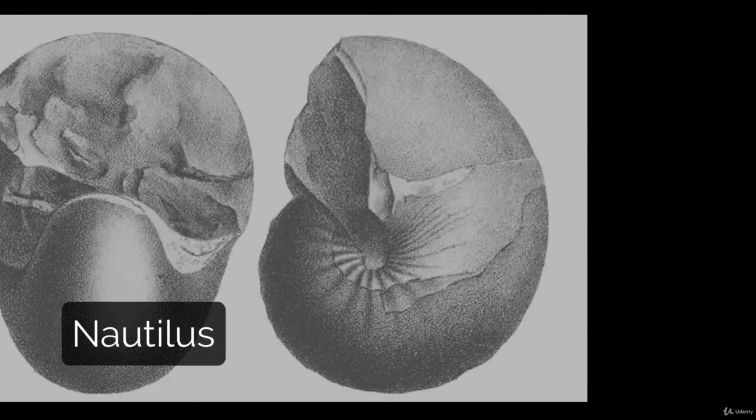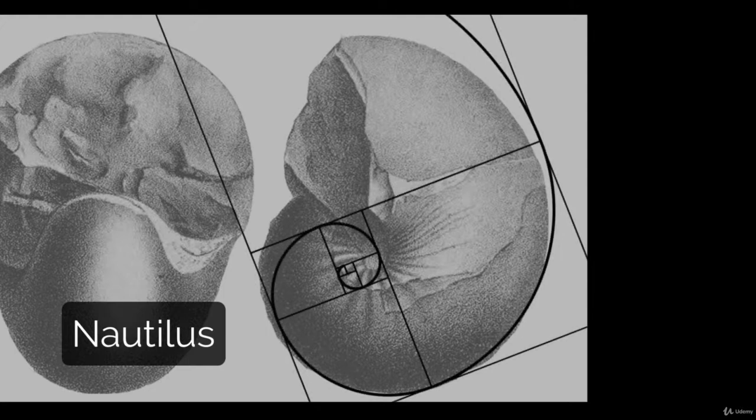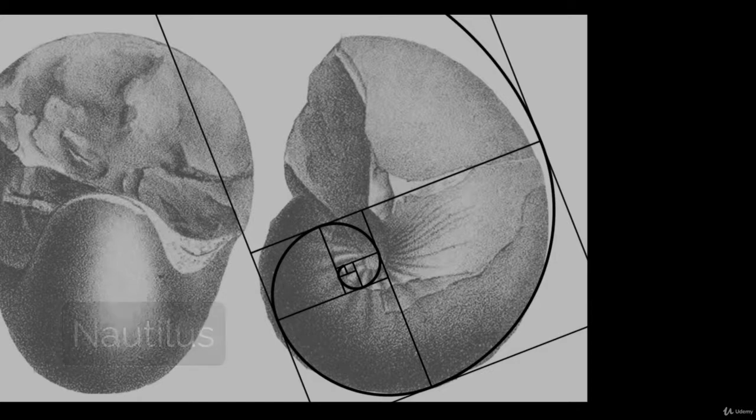You probably most associate the golden ratio with an invertebrate called the nautilus, which grows in a pattern that is measurable almost perfectly to the golden ratio. Let's break down the golden ratio in simple terms so we can understand how to apply it to design.